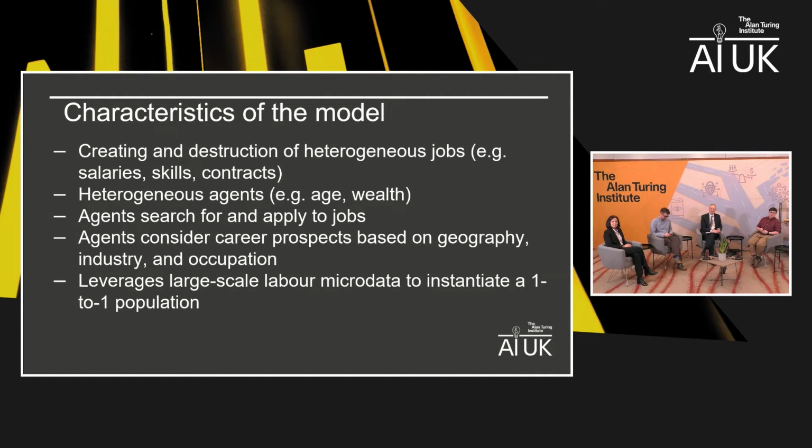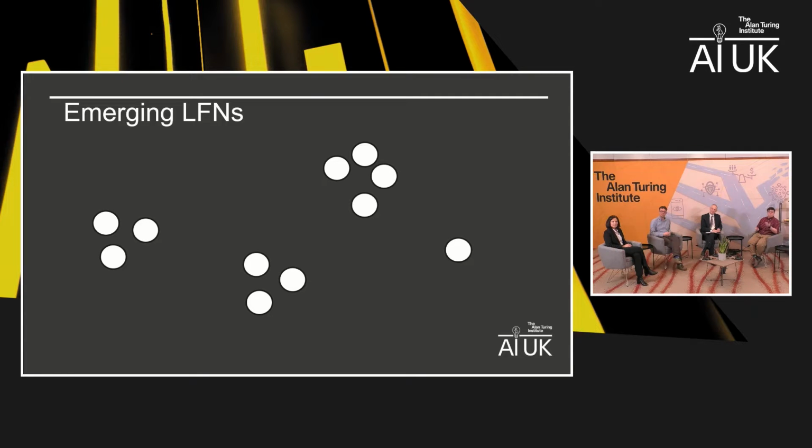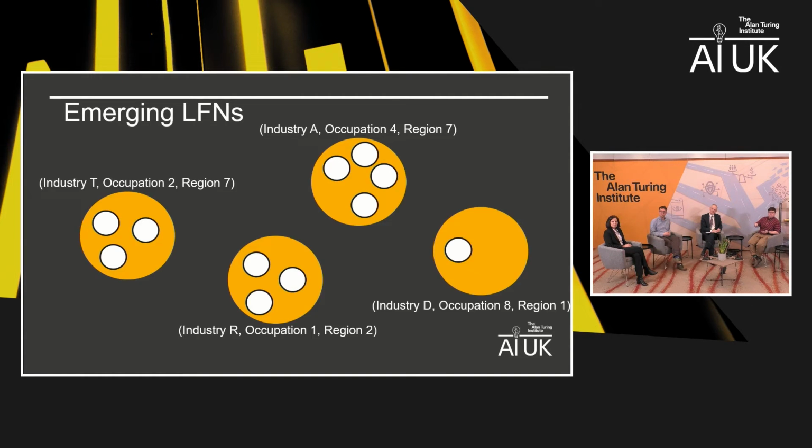This model leverages large-scale labor microdata to instantiate a one-to-one population. In other words, an agent in our model is equivalent to a worker in the UK labor market. And with this model, we're able to emerge the UK labor flow network organically. What we mean by that is, say we have some jobs that are represented by these white circles. We know the characteristics of these jobs, so they're grouped by industry, occupation, and region in the model. And we also have some agents. Some of these agents are employed, so the ones that are within one of the white job circles, and some of them might be unemployed, so they're just floating on a node. Over time, these people are searching for new jobs and applying to them, and some of them will be hired, and we'll see them switch jobs.